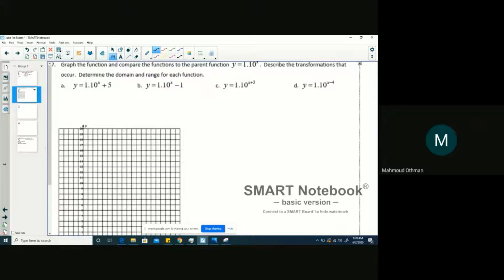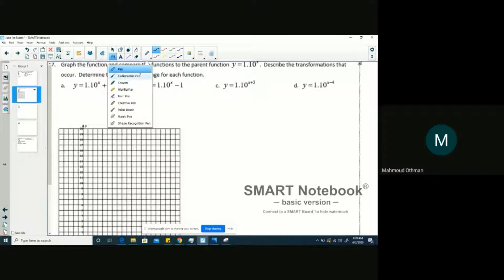Graph the function and compare the function to the parent function y equals 1.10 to the x. Describe the transformation that occurs. Determine the domain and range for each function. So my parent function is going to be y equals 1.1 to the x.